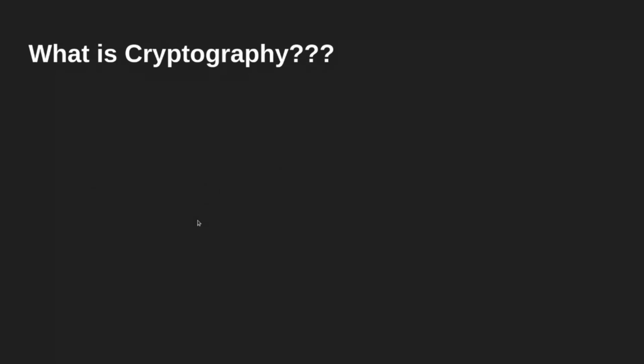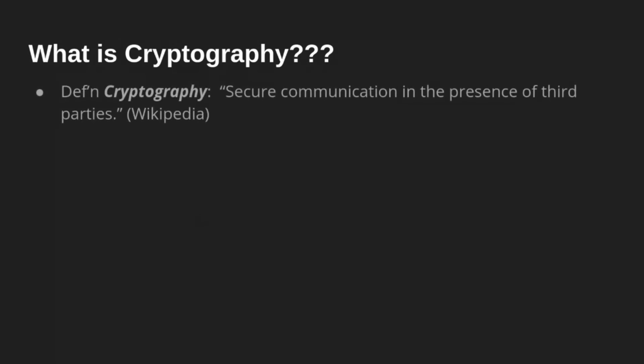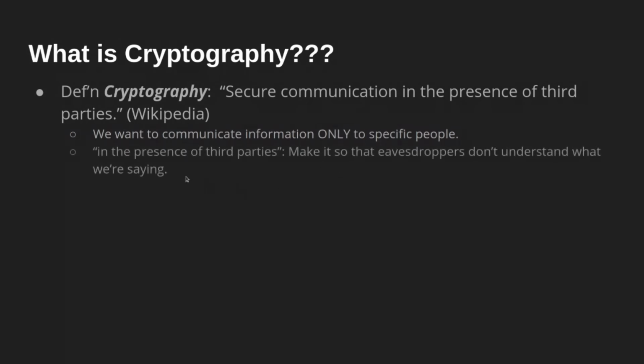So first, let's talk about what is cryptography. Wikipedia says, cryptography is secure communication in the presence of third parties. So sometimes we want to communicate information only to specific people. And in the presence of third parties means that we want to make it so that eavesdroppers don't understand what we're saying.